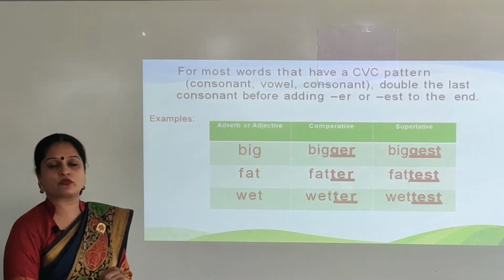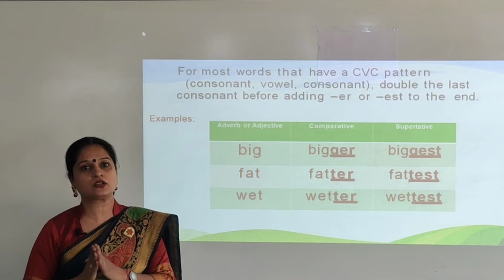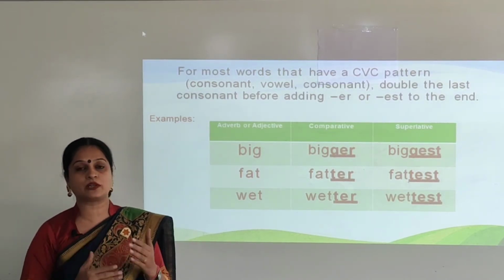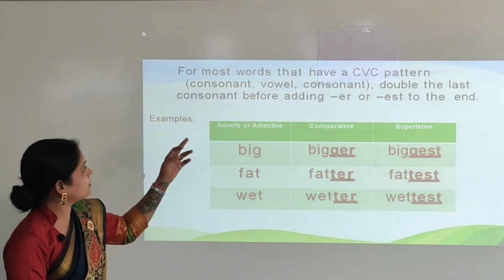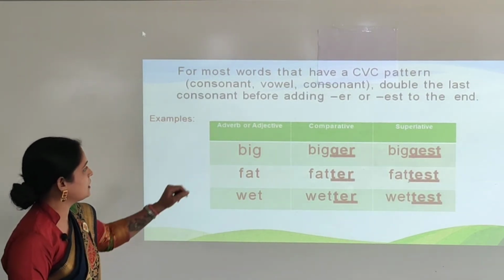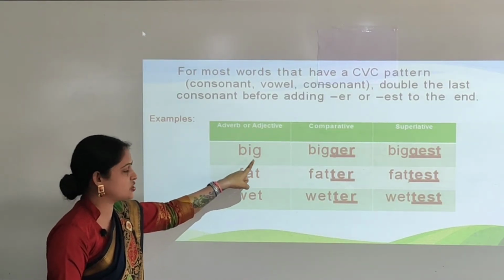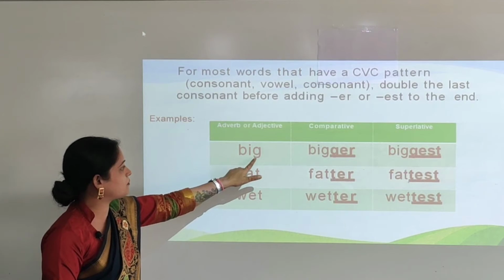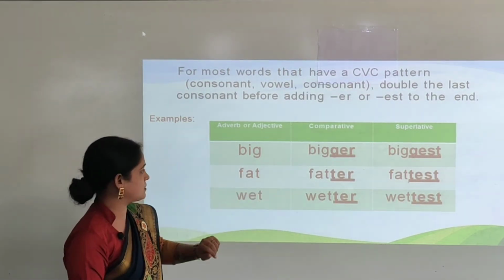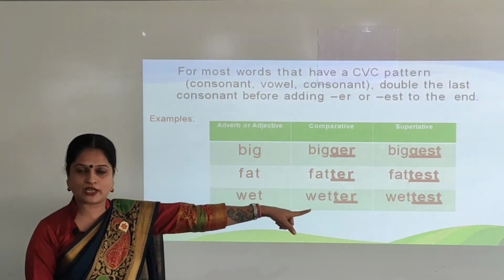For some of the words we use the CVC pattern. CVC means consonant, vowel, consonant. So when the consonant is at the last, we have to double the last consonant before adding er or est at the end. See this one, big: B is consonant, I is vowel and G is consonant. So we have to double this last consonant. So that will be big, bigger, biggest. Fat, fatter, fattest. Wet, wetter, wettest.